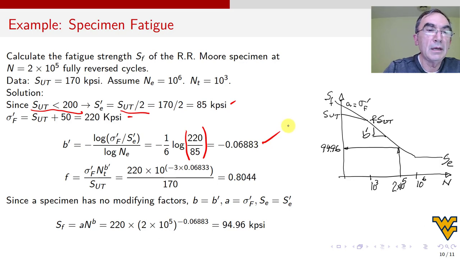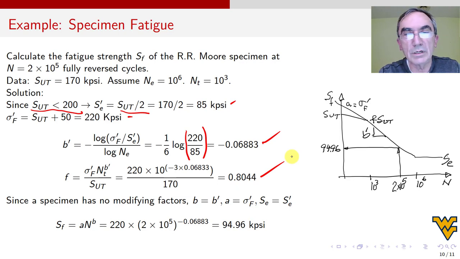Once I have B prime, I take NT, which is 10 to the 3. And the B is negative, so here comes the negative. This 3 is from NT, that is 10 to the 3, multiplied by this number. Then the 220 is sigma F prime. And SUT, they told me, is 170. I calculate that, and I get F equal to 0.8. I'm happy because 0.8 is reasonable.